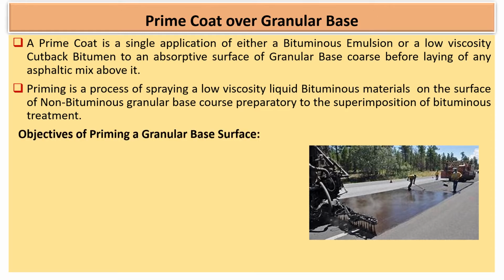Coming to the objective of priming a granular base surface, it penetrates the existing base course and plugs the capillary voids, which in turn arrest the moisture from ground to surface. It also seals all the surface pores and makes the surface water resistant.